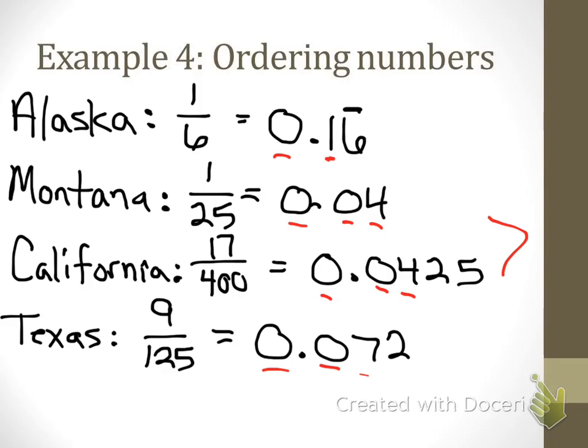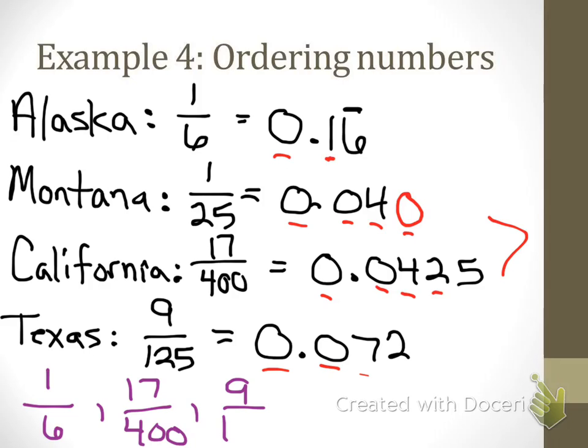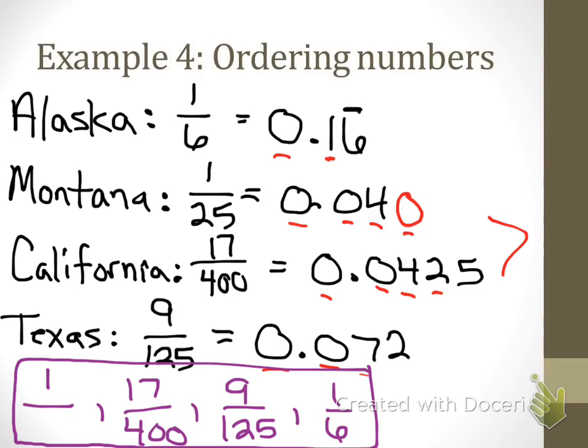But what number is after the 4 for Montana? A 0. So which one is smaller, 0 or 2? 0. So which one is the smallest? Montana. So Montana is the smallest, and I'm going to write it in its original form, 1 over 25. Then California, so 17 over 400, then Texas, so 9 over 125, and then Alaska.